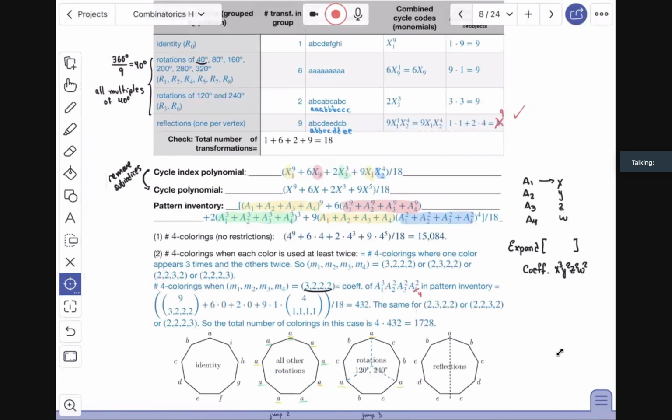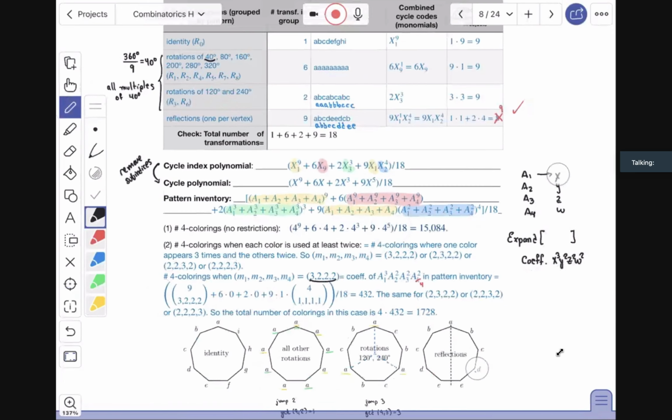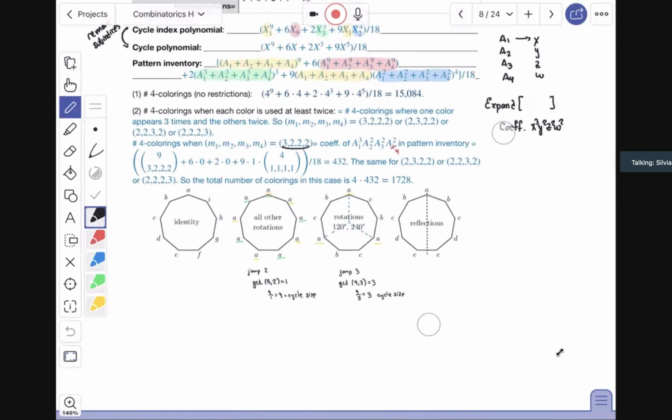Questions? Professor, could you explain the last part of the pattern inventory where we got 9 times 1 times, yes, this one. The last part. Oh, okay. So again, instead of doing it with A1, A2, A3, A4, I'm gonna do it with X, Y, Z, W. We're looking for this coefficient.